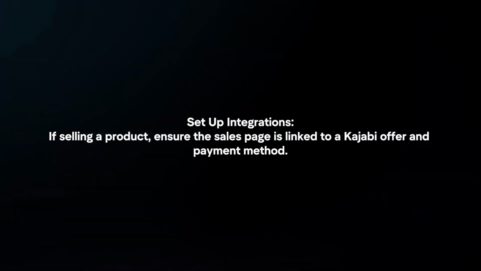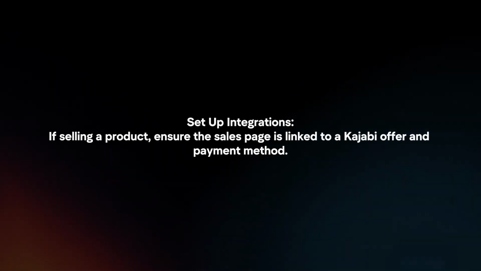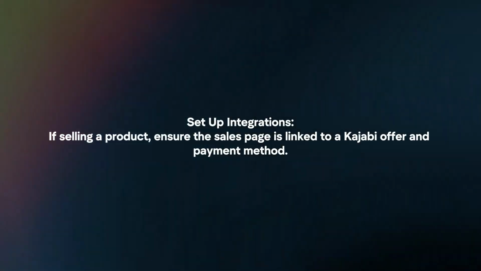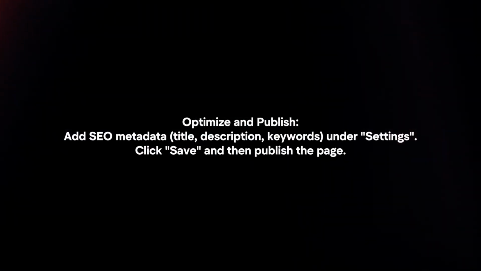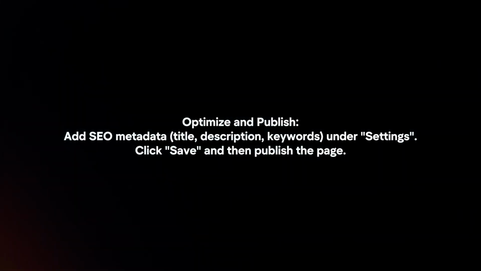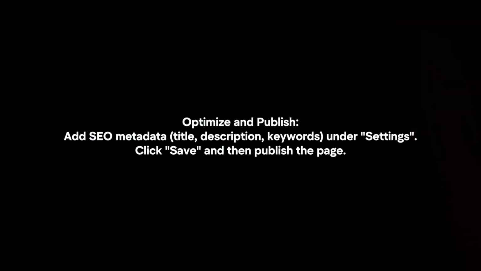Set up integrations. If selling a product, ensure the sales page is linked to a Kajabi offer and payment method. Optimize and publish. Add SEO metadata under settings. Click save and then publish the page.